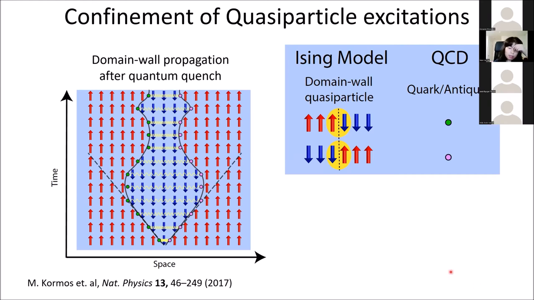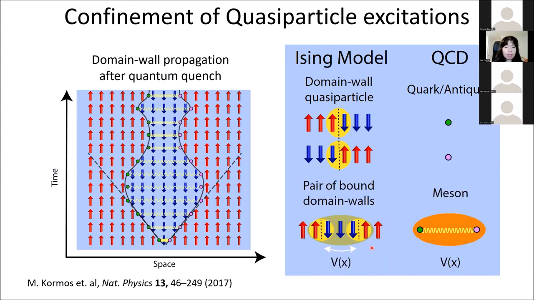With the presence of a confining potential that increases with particle separation, the domain walls will be bound, creating quasi-particles. This pair of bound domain walls has an effective mass and travel velocity. So this is analogous to a meson in quantum chromodynamics. This is a figure of how we made the analogy.